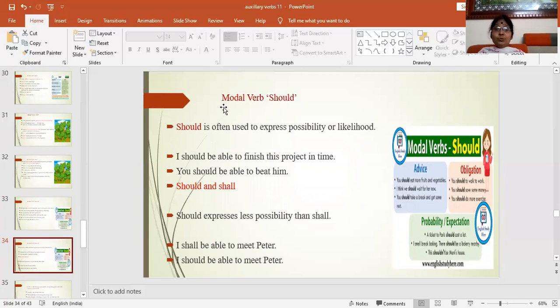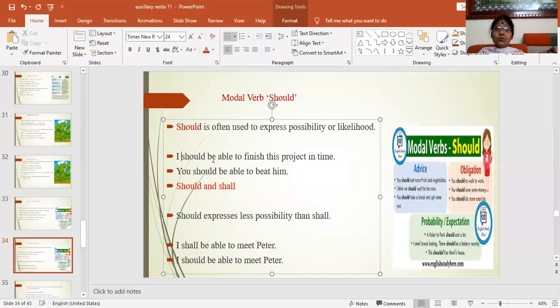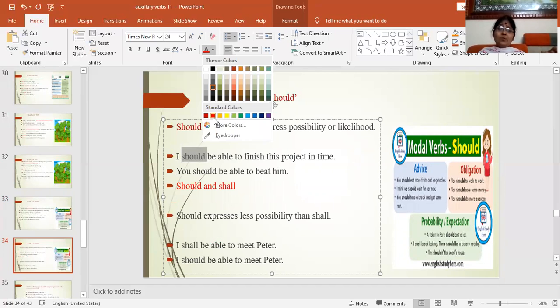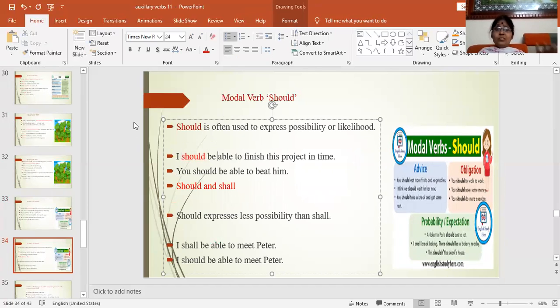Modal verb should is often used to express possibility or likelihood also. I should be able to finish this project in time. So, I'm likely to finish, or there is a possibility that I will finish this project in time. You should be able to beat him, right? So in this way, we can use our modal verb should to express possibility or likelihood.